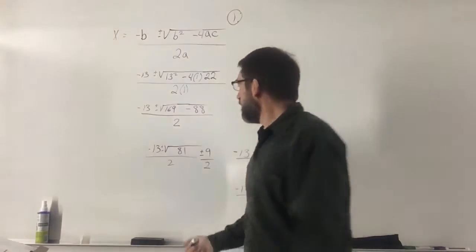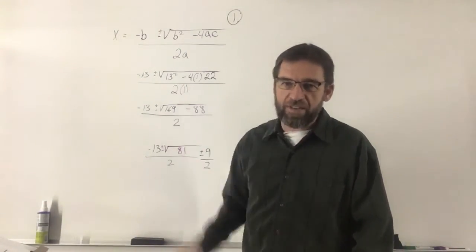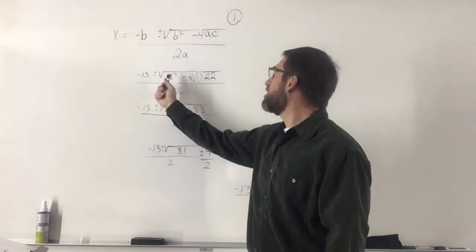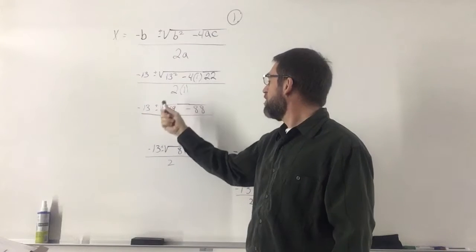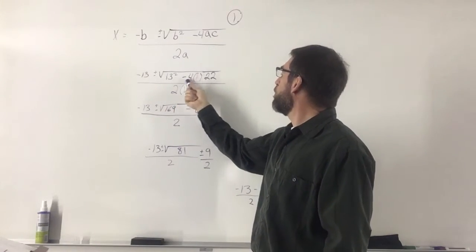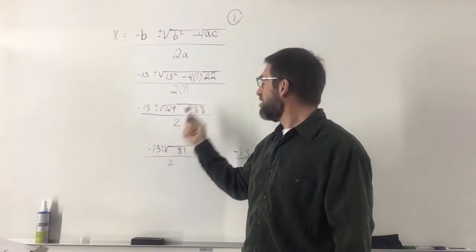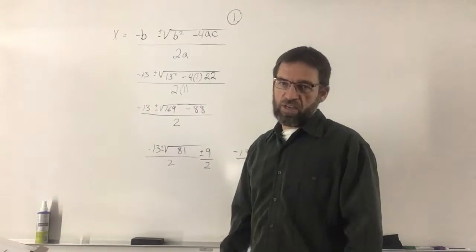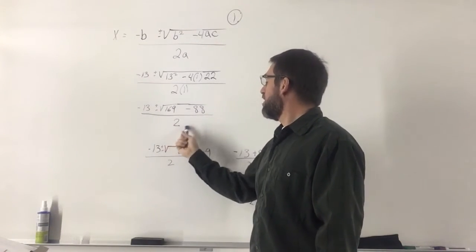I substituted. I went down through here fairly fast, so please get the steps that I skipped. I condensed this one here. 1 times 1 is 2. I condensed 13 squared is 169. I went 4 times 1 is 4, and 22 times 4 is 88. I just counted my negative signs. I had an odd number, so I gave it a negative. So I have a negative 88 over 2.